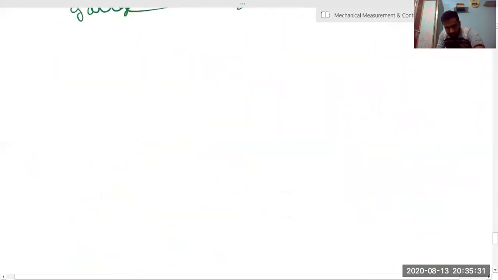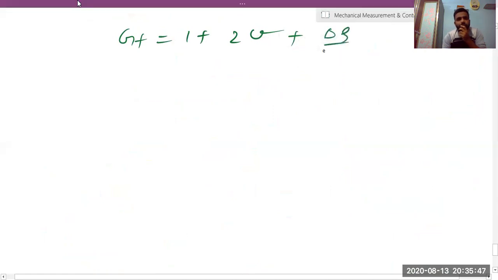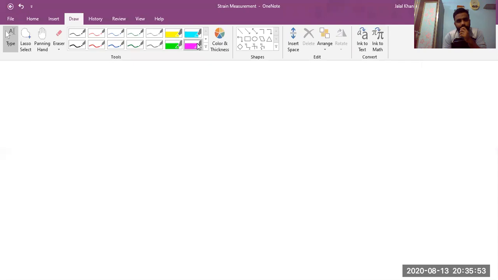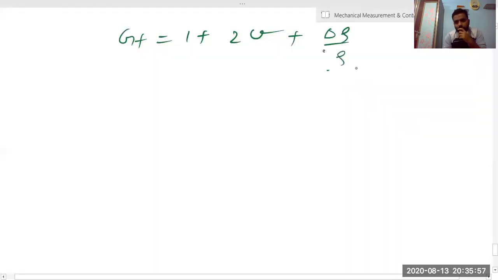Now, suppose I'll just write it for you again. GF is equal to 1 plus 2 nu, and this is Poisson's ratio, plus delta rho by rho upon epsilon.